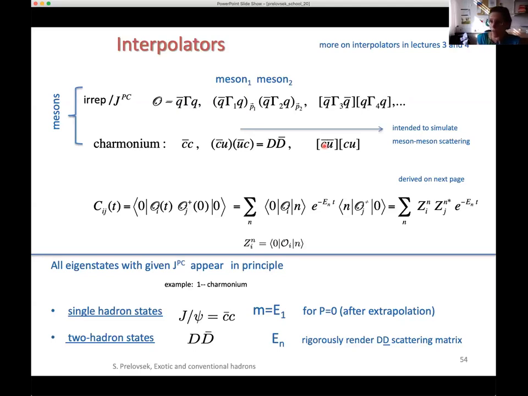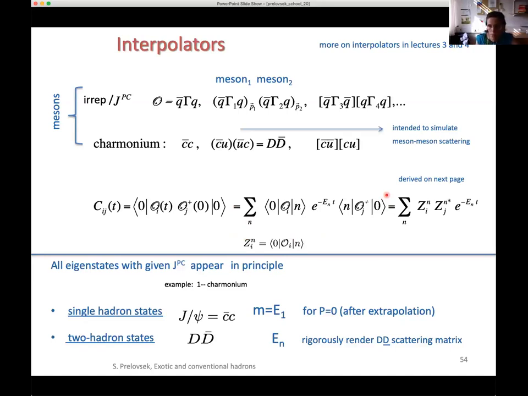And with these interpolators, you compute the correlation matrix. Okay. You compute the correlation matrix between every operator which creates a state and every operator which annihilates it. And you have n operators, for example, and you compute the correlation matrix. Now, if you insert a complete set of eigenstates in here, you'll see that this correlation matrix depends on time in this way.